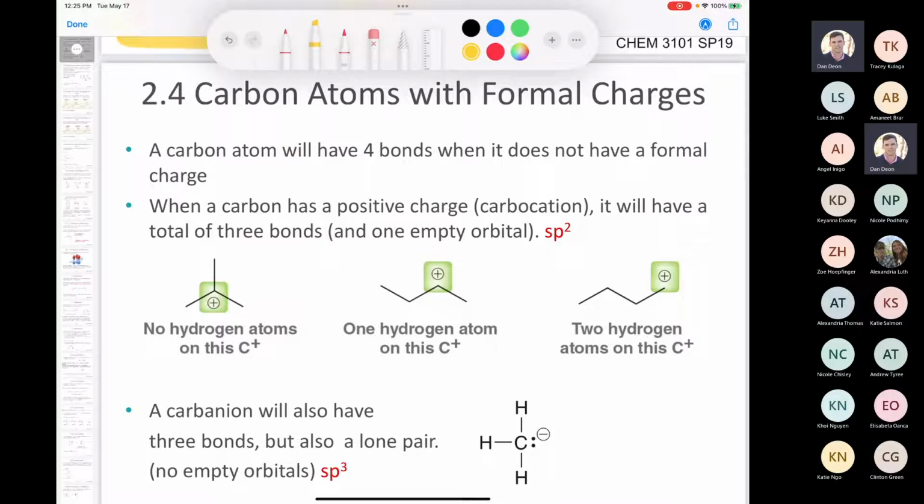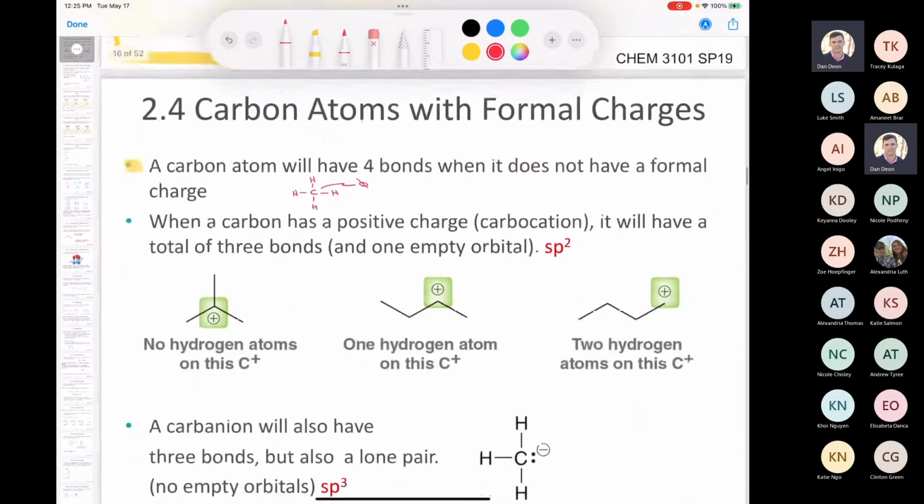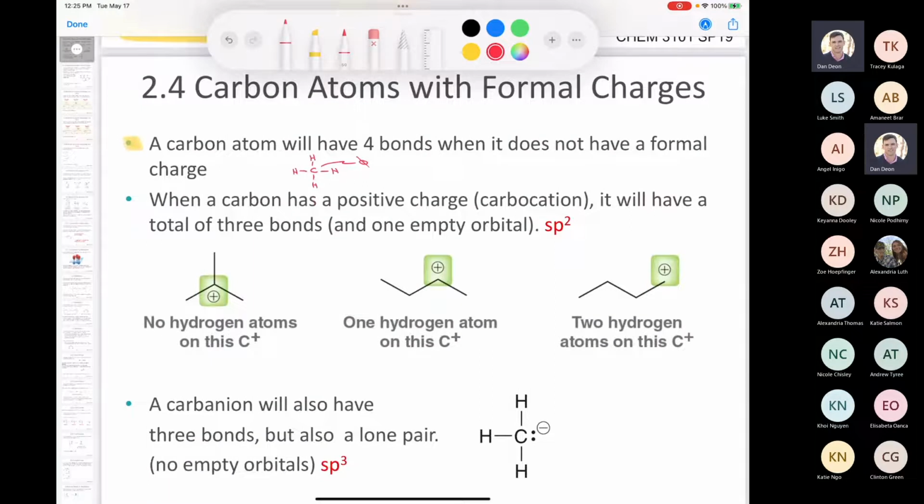It says a carbon, when it's got 4 bonds, is going to have no charge, right? If you have a carbon with 1, 2, 3, 4 bonds like this, it's got a charge of 0. Nothing, nada, okay? No charge on there. However, when a carbon has a positive charge, we have a special name for it. We call that a carbocation. It's going to have a total of 3 bonds, and therefore it's got the +1 charge. And it's also going to have an empty p orbital, and it's going to be sp2 hybridized. Why? Because it will have a steric number of 3.